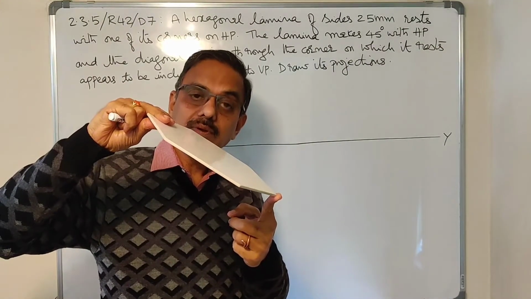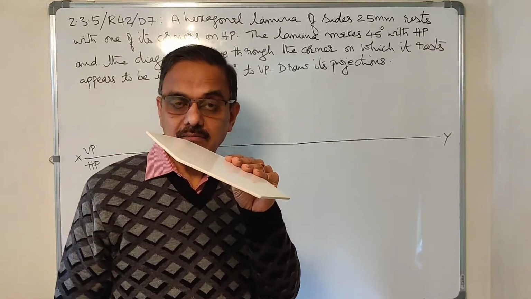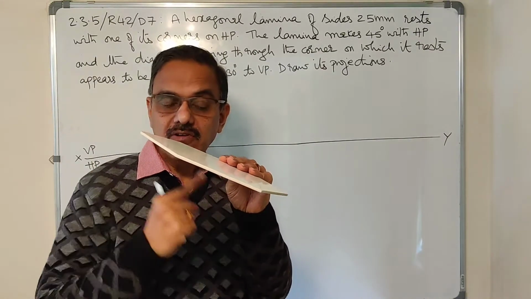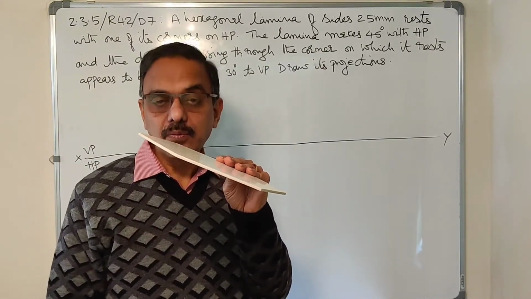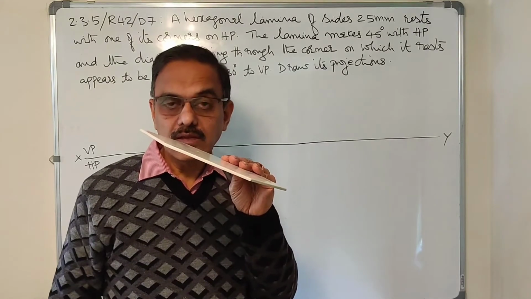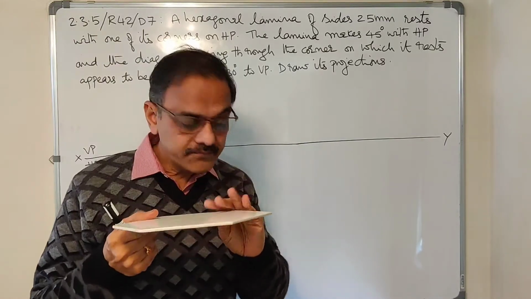The front view still appears to be a line and the top view is no more a hexagon. The top view is no more a hexagon. All the edges will appear in their apparent length in the top view. Okay, so this is what is happening in 3D. What happens in 2D? Let me show to you. Okay.